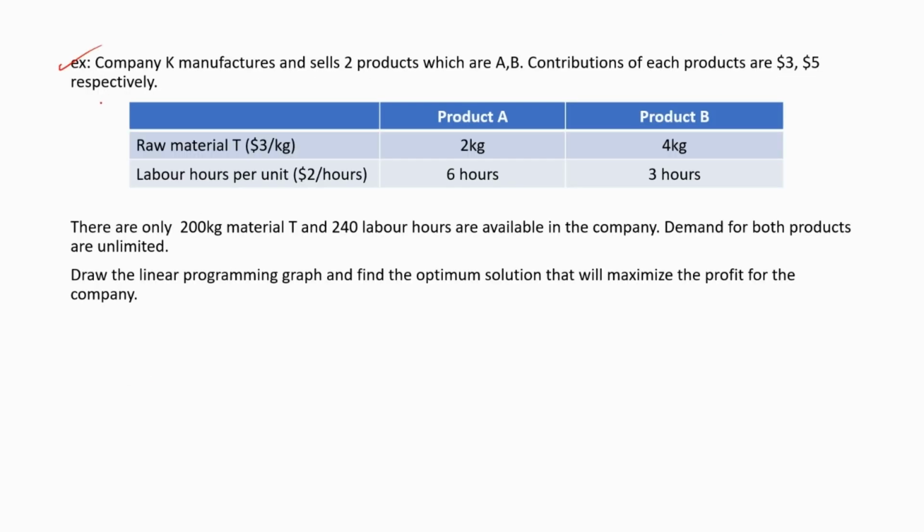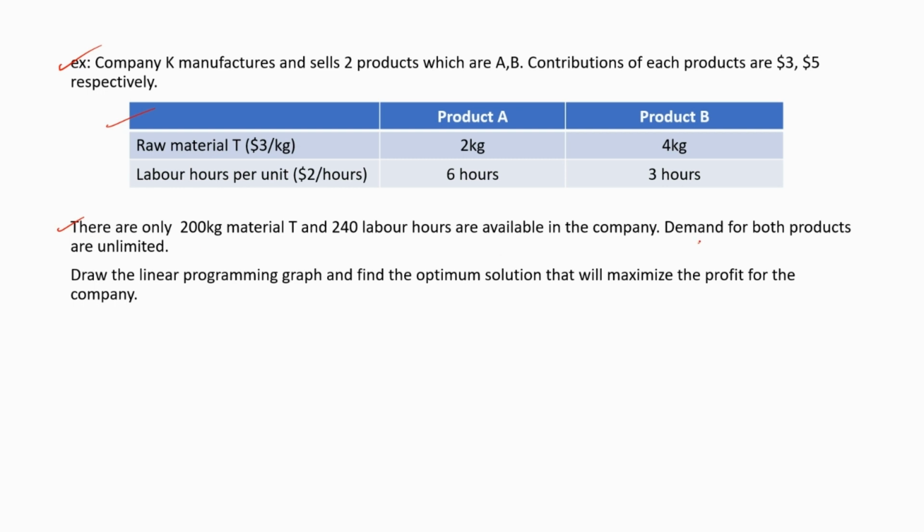Company K manufactures and sells two products, which are product A and product B. Contributions of each product are $3 and $5 respectively. They have given us this table which includes the raw material and labor hours that will be used to produce 1 unit of product A and product B. There are only 200 kilograms of material T and 240 labor hours available in the company. Demand for both products is unlimited.